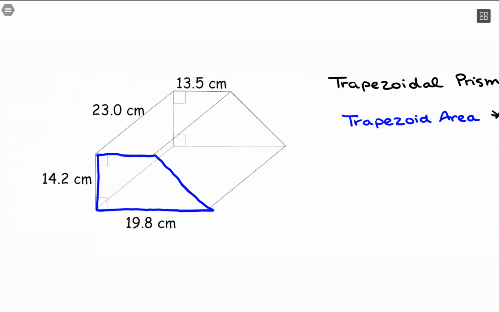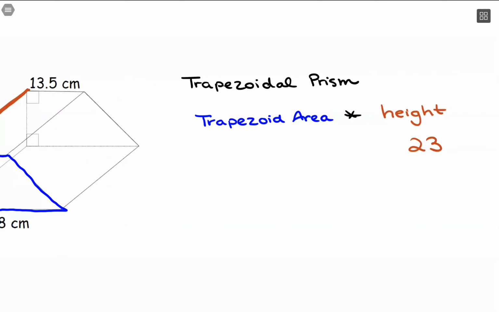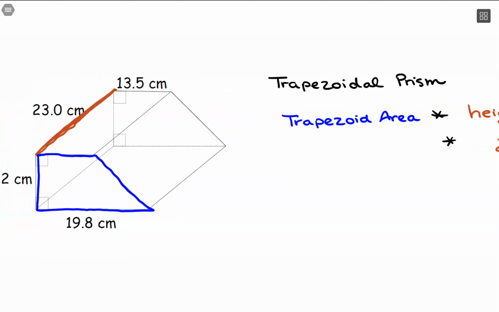Now, height of the prism, I've outlined my kind of base shape here. So the height of the prism would be how many times that repeats, which will be going in that direction there. So height is going to be 23. So I already have that. But what I need is the calculation for the trapezoid area.